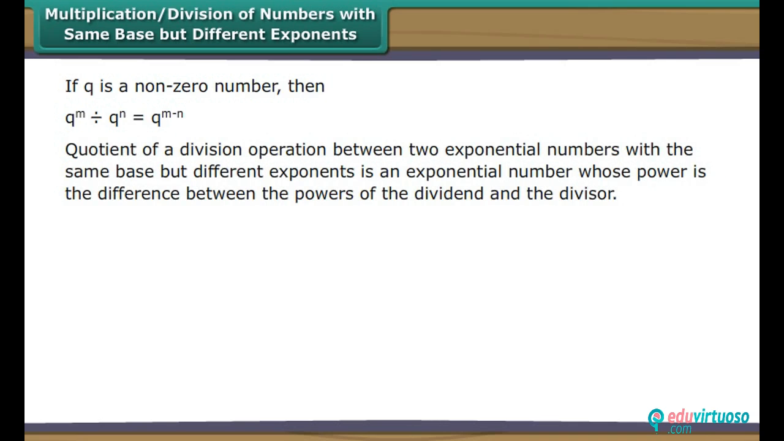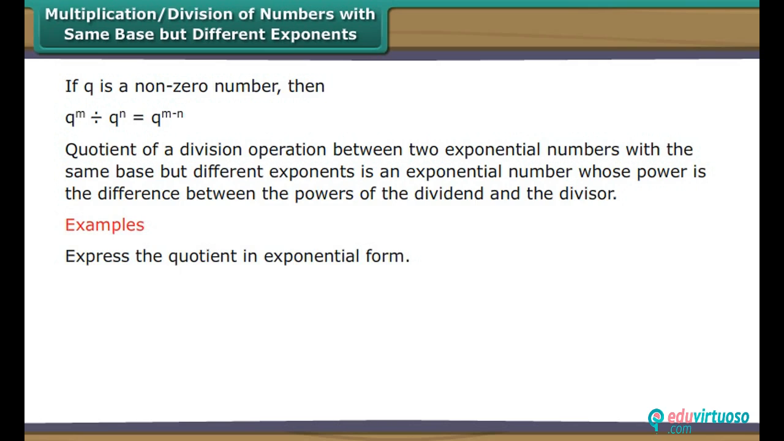If q is a non-zero number, then q raised to the power m divided by q raised to the power n is equal to q raised to the power m minus n. Quotient of division operation between two exponential numbers with the same base but different exponents is an exponential number whose power is the difference between the powers of the dividend and the divisor. Let us put the law to use.